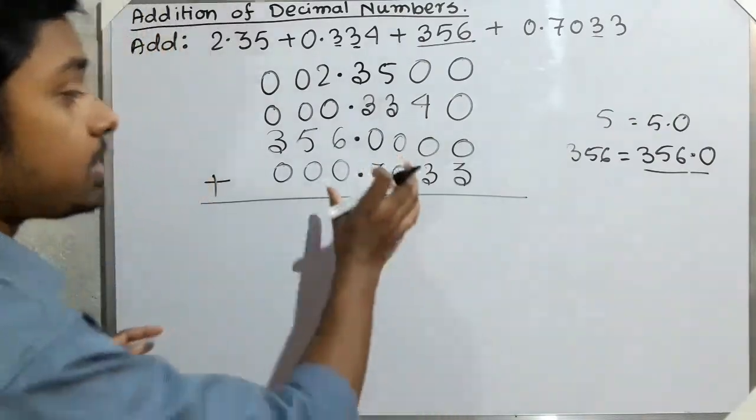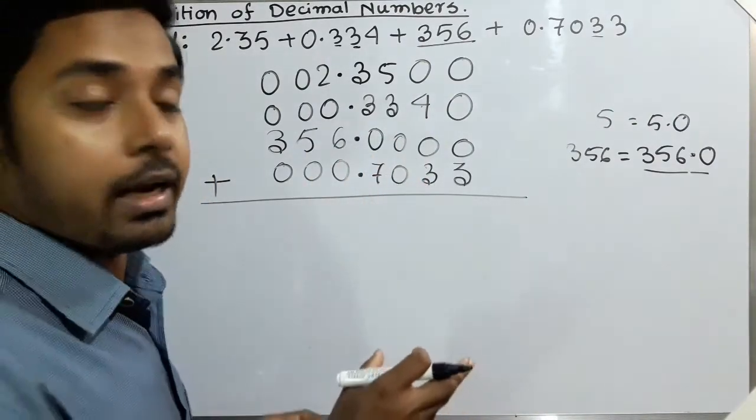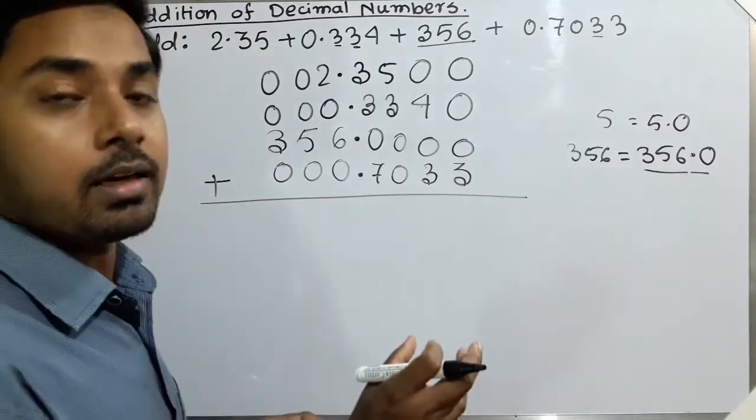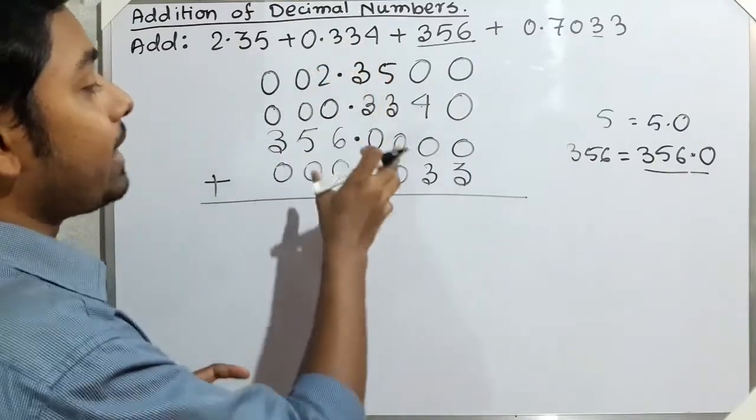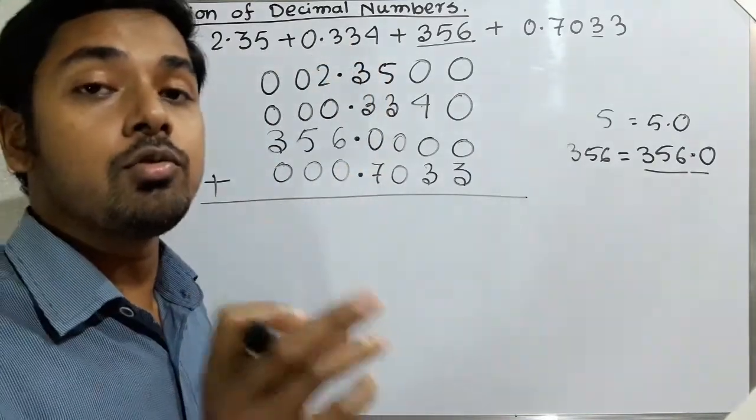This is the correct way, and this is easy to understand. Like this you have to arrange the numbers, and in arranging them most students make mistakes.